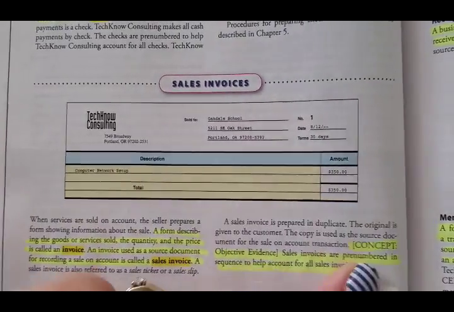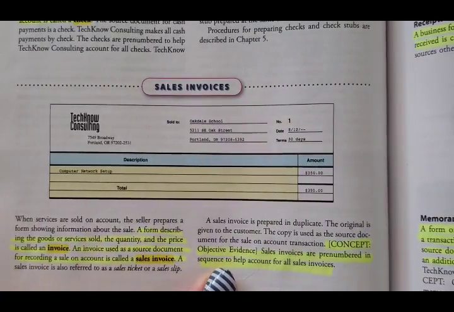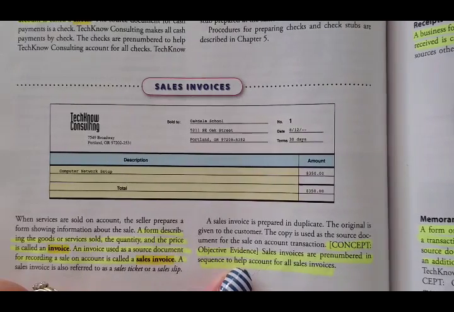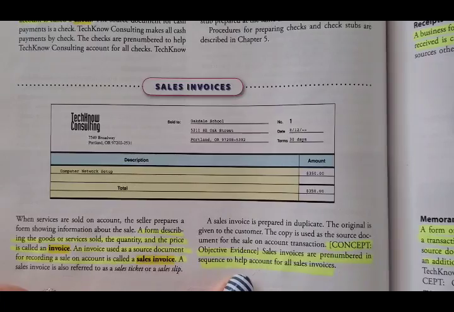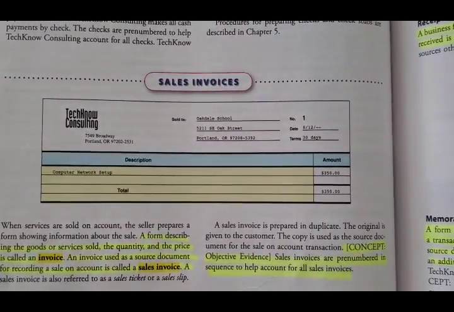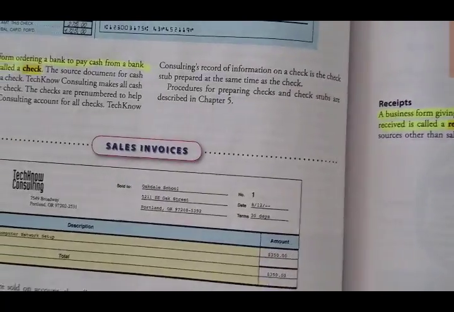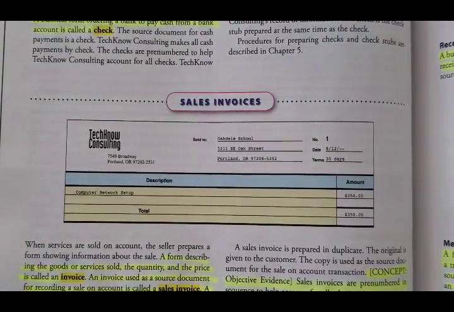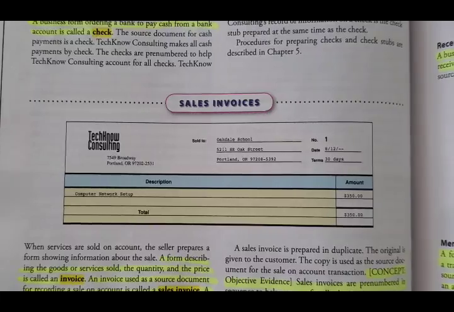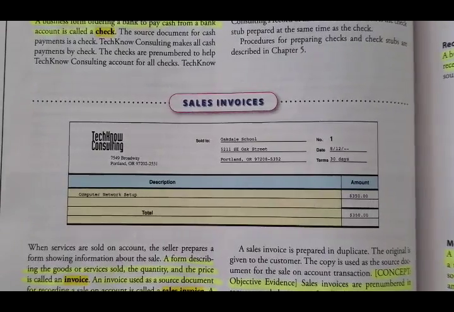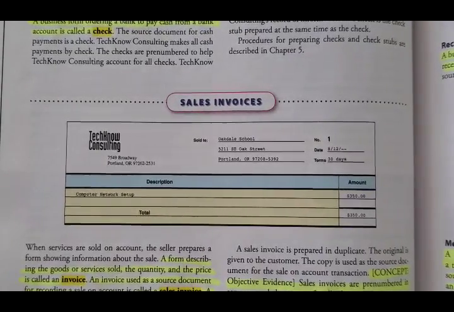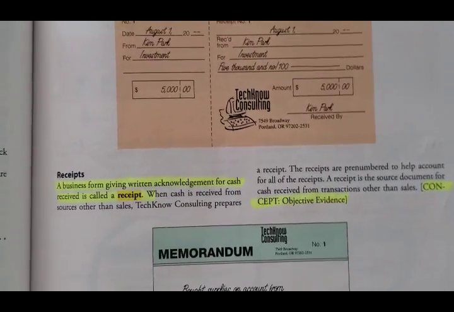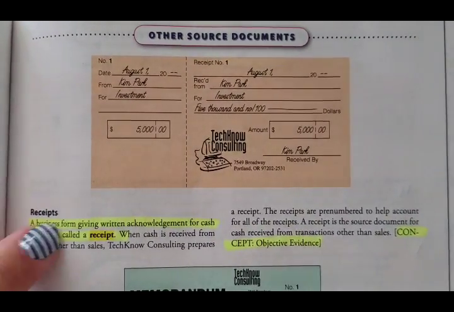Okay. Know that the concept for all of these is going to be objective evidence. Objective evidence means that you're going to have proof that something happened. You're not just making it up. Okay, so a sales invoice you use anytime you have anything where you need an accounts receivable, where they're going to charge it, where they're going to buy it on account.